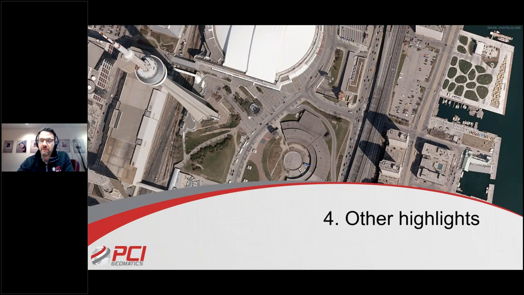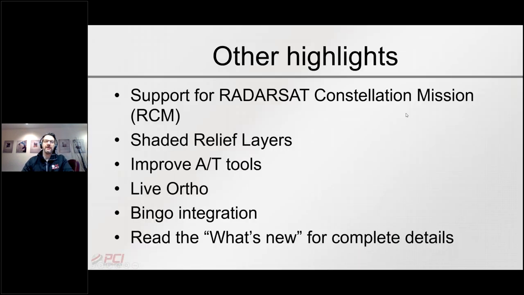I'm now going to focus on other highlights. One of the other key things, for those of you who are listening to us from Canada or other parts of the world, we're very excited. In June of 2019, Canada launched the RadarSat Constellation Mission, or RCM. And in this release, we basically have support for RCM.